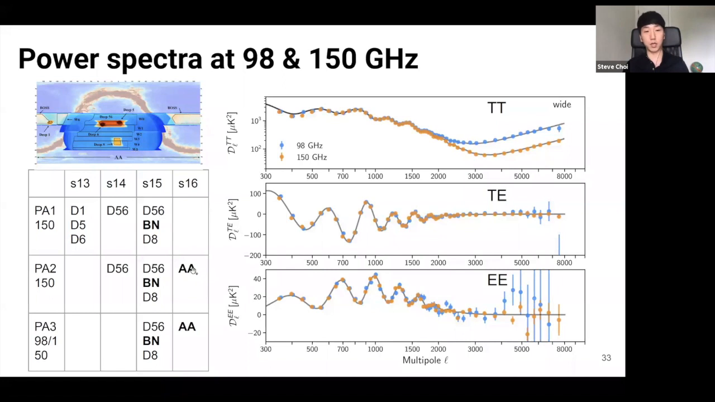And when I flip to this next page, these are the co-added power spectra coming from the wide region, BOSS North and Advanced ACT from season 16. And we also have 98 cross 150 gigahertz that we just do not plot here to keep these plots uncluttered.